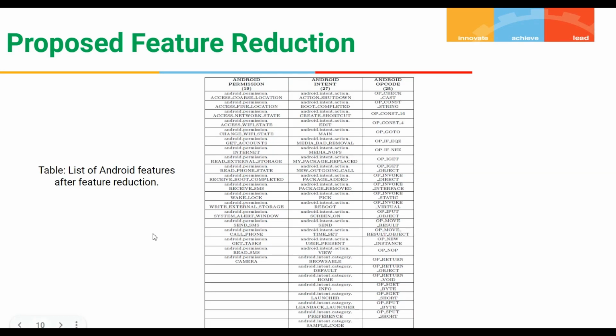The final list of Android features after feature reduction is given in this slide. So 192 Android permissions were reduced to just 19 permissions, 273 Android intents were reduced to just 27, while 256 Android opcodes were reduced to 25 opcodes.